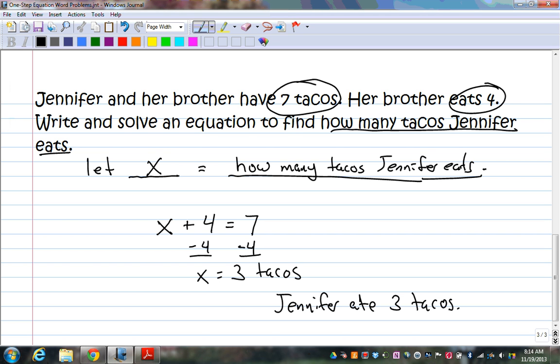Anytime you answer a word problem, always look at your answer and see if it makes sense. If you set this up as x minus 4 equals 7, then you would end up with more tacos than you actually had to begin with. So you got to be careful. Always look back at the problem and say, does my answer make sense?